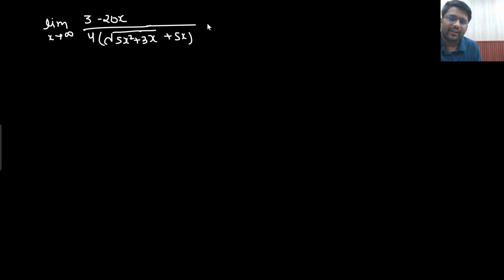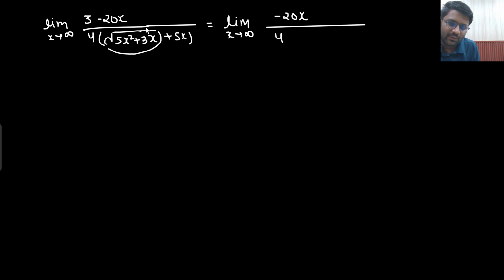Since x is tending to infinity, 3 minus 20x, this value will become very large. So I can replace this with minus 20x divided by 4. Now this value is also very large compared to this value. So what you will be left with? Under root 5x square plus 5x. So yes or no? Is that understandable to you?